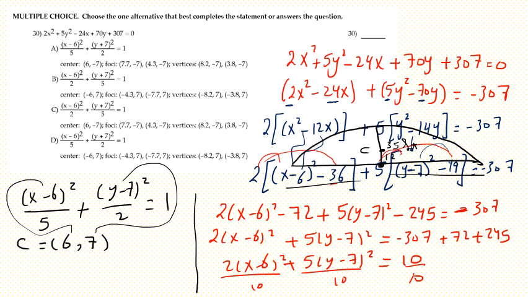I have a mistake. I'm very sorry for that. But this sign is negative, so this sign is positive. Sorry for that. So this one is positive, so this bracket is positive. So it's 6 and minus 7. So the answer is A or C.